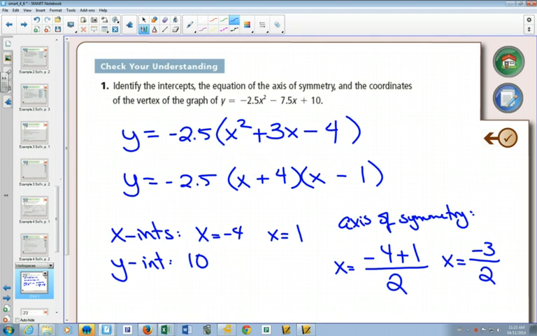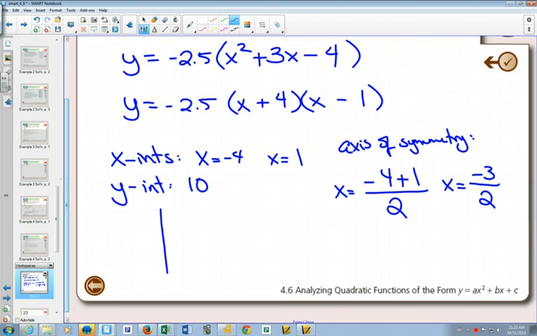Okay? As far as overall, if we can start picturing our graph, what we know so far is it has a y-intercept of 10, an x-intercept of negative 4, an x-intercept of 1, and an axis of symmetry at x equals negative 3 over 2. Wow, that looks bad. X equals negative 3 over 2 is our axis of symmetry. We already know that this parabola opens up or down? Down, because the a value is negative.